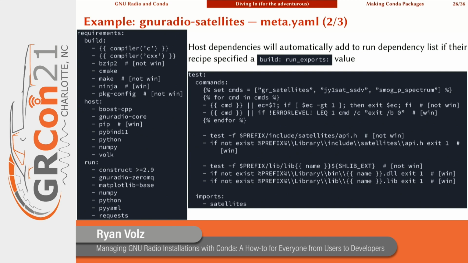The section after the requirements is the test section, where you can see we can run different commands, that if any of them fail, then the tests fail. So typically we might check to make sure that the executables run correctly, or to make sure that certain files exist within the packaged tarball. And then another typical test is to just try importing some different Python packages. In this case, we're just going to import the GR Satellites Python package.